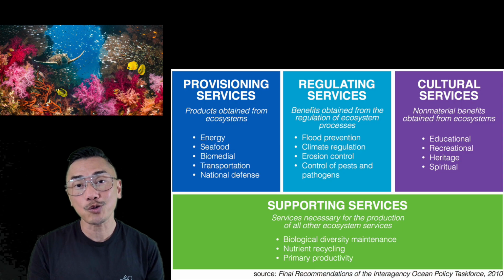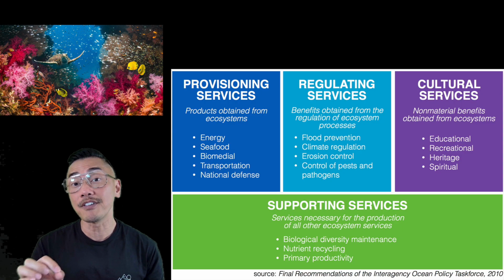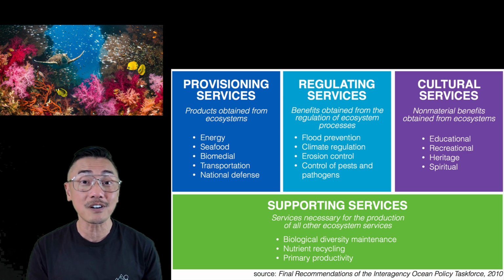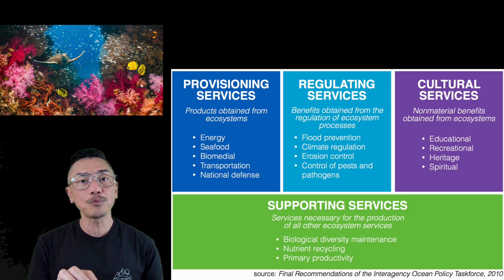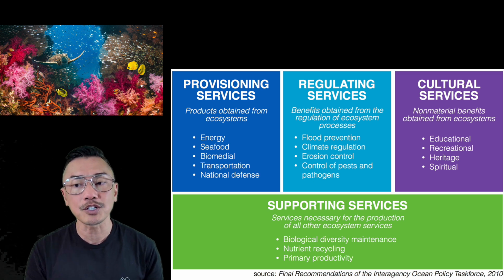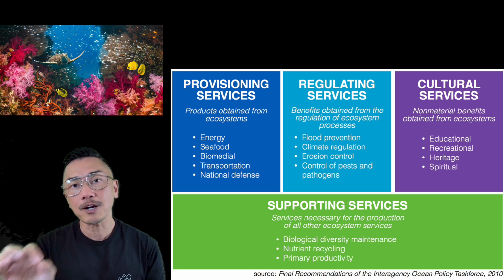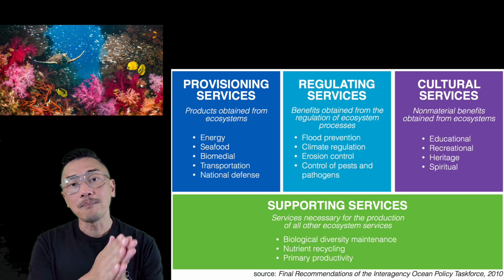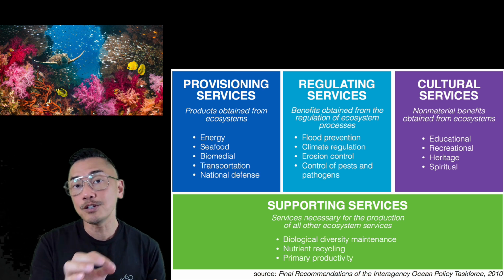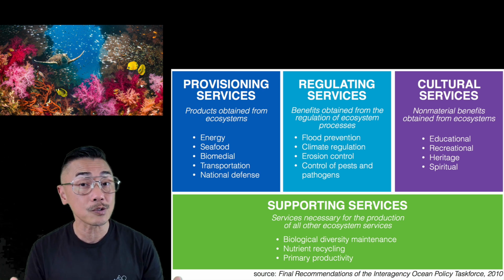This table describes and gives examples of the 4 types of ecosystem services. Providing energy and seafood are provisioning services. Flood prevention and climate regulation are regulating services. Education and recreation are cultural services. And maintaining biodiversity and nutrient cycling are supporting services.